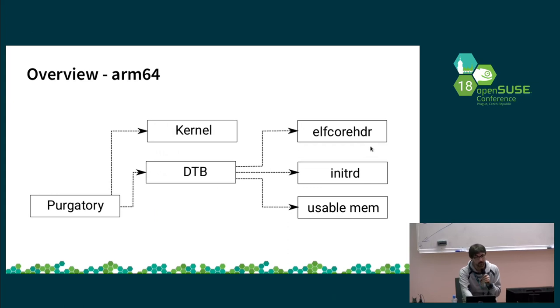Then, for example, when they implemented this on ARM64, there was a long discussion on whether they could add the ELF core header as a device tree property. Other systems use the ELF core header in the boot command line. I don't know why on ARM they didn't do that. That would be a possibility. Any other question? Okay, thank you very much.